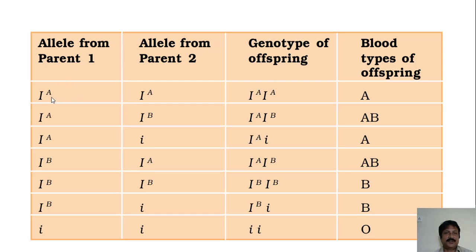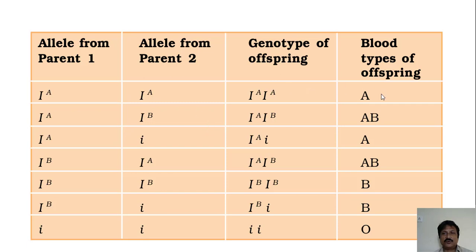See here. Parent 1 can be father or mother, and parent 2 father or mother. Let us consider father, mother, whatever it is, or the reverse. If one parent donates IA and another parent donates IA, then the offspring gets IA IA, and that is blood group A. Similarly, IA and IB becomes IA IB, and is AB.